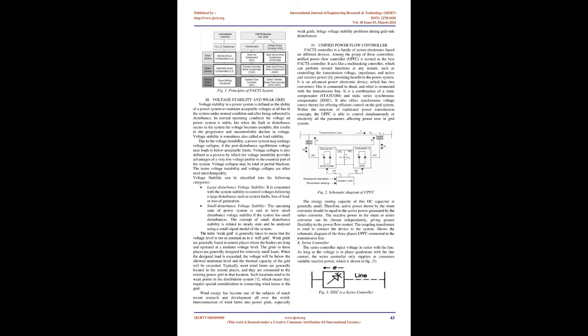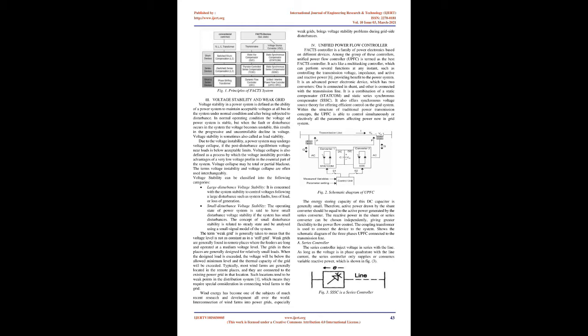This results in the progressive and uncontrollable decline in voltage. Voltage stability is sometimes also called load stability. Due to the voltage instability, a power system may undergo voltage collapse if the post-disturbance equilibrium voltage near loads is below acceptable limits. Voltage collapse is also defined as a process by which the voltage instability leads to a very low voltage profile in the essential part of the system.